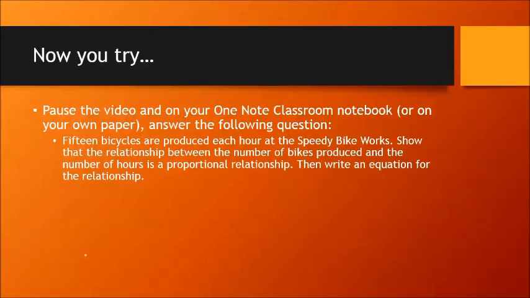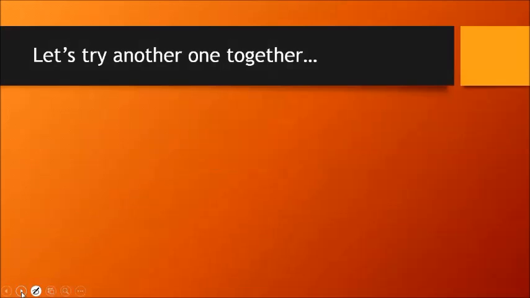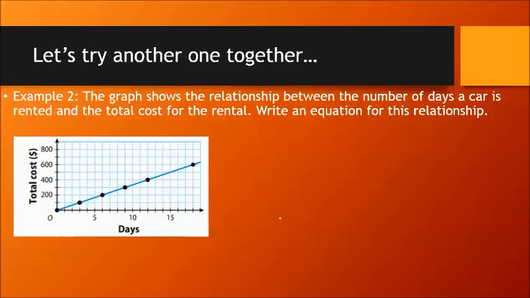Now I want you to pause the video, and on your OneNote classroom notebook or on your own paper, I want you to answer the following questions. We're going to try another example. Example 2. The graph shows the relationship between the number of days a car is rented and the total cost for the rental. Write the equation for this relationship. So they're not asking you if this one is proportional. They're going straight for the gusto and saying, write an equation for the relationship. You're still going to follow the same steps you did before. You just don't have to prove it's proportional this time.